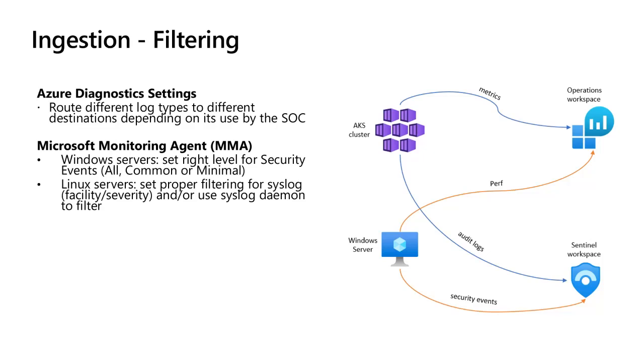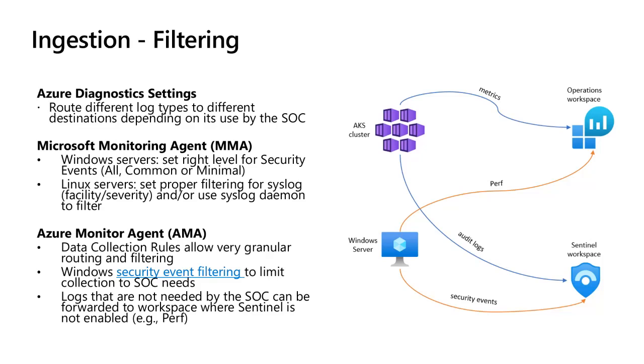In terms of Linux servers, you can set filtering at the syslog facility and severity levels. And if this is not enough in terms of collecting or filtering for your workspace, you can also use the syslog daemon in that VM to further filter the logs. Either rsyslog or syslog-ng, both have options to filter, for example, by regex if needed.